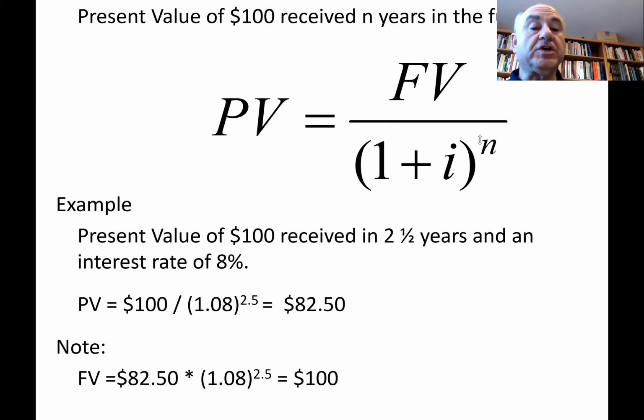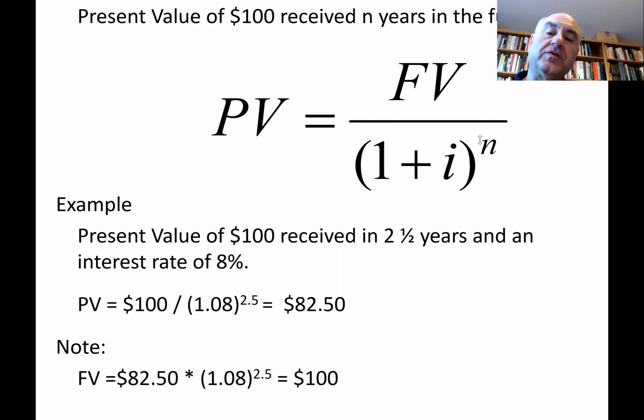Okay, just to go through a real quick example on this, suppose you had $100 received 2.5 years from now at an interest rate of 8%. You just take that $100 on the top, and then you would divide by 1 plus 0.08, raised to the 2.5 years. And it comes out to be $82.50. So it's been discounted from $100 to $82.50 in that period.